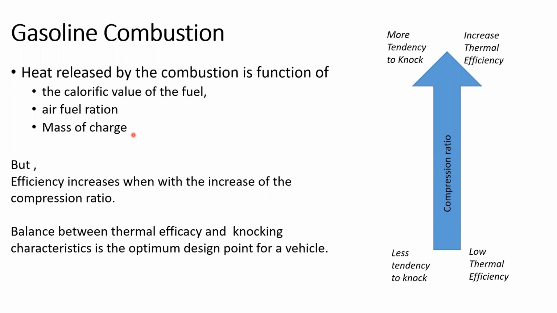The thing about petrol engines is, if we can increase the compression ratio, the efficiency of the engine increases. But the disadvantage is, once we increase the compression ratio, it starts to knock. The knocking tendency also increases. So higher compression ratio means increased thermal efficiency but more tendency to knock, while an engine with a lower compression ratio has less tendency to knock but lower thermal efficiency.